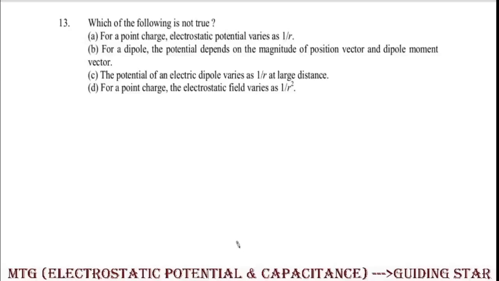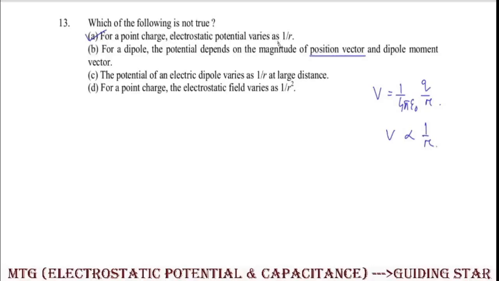Okay, so moving to question number 13. Which of the following is not true? For a point charge, electrostatic potential varies as 1 by r. We know that for a point charge, the potential is V equal to 1 upon 4 pi epsilon naught times q by r. So this potential is inversely related to r, so it varies as 1 by r. That means this statement is correct. For a dipole, the potential depends on the magnitude of the position vector.